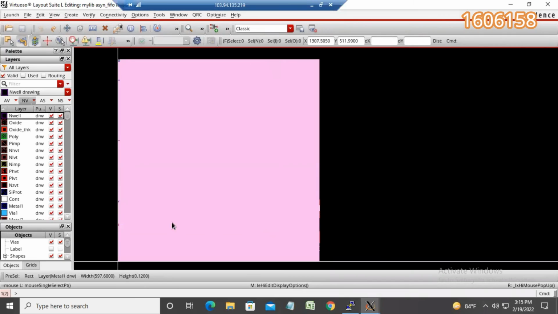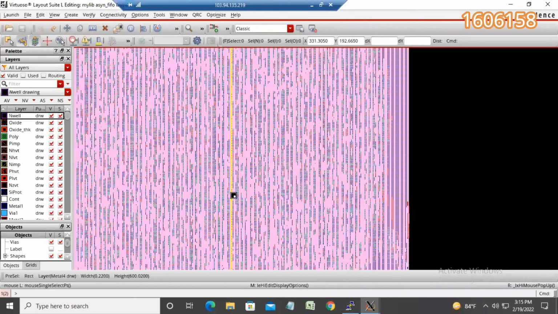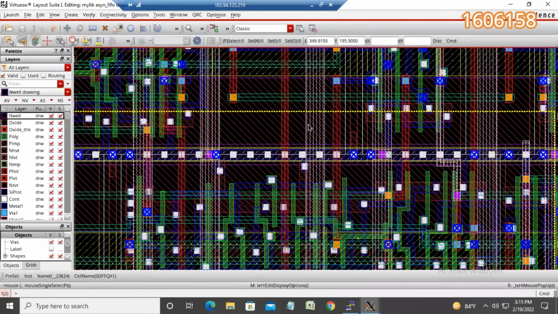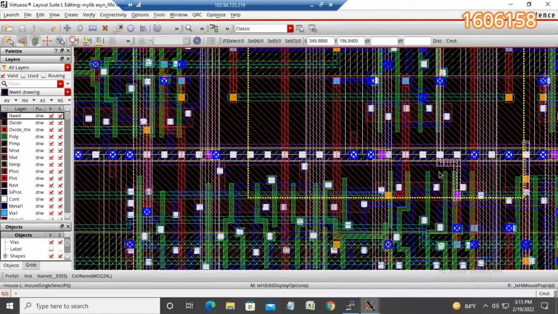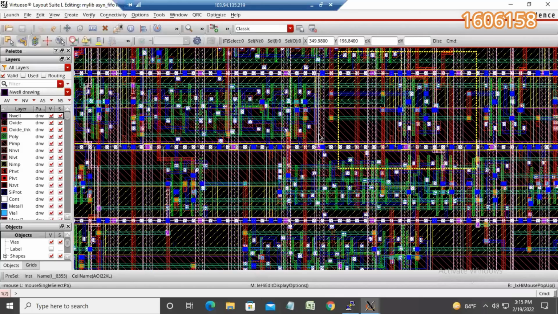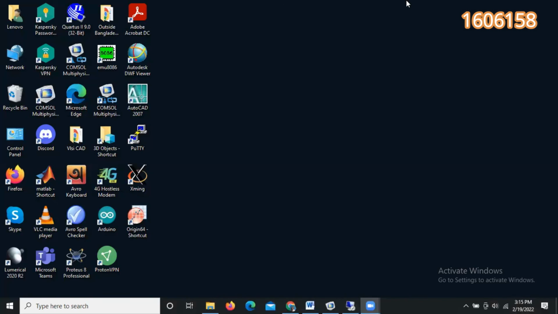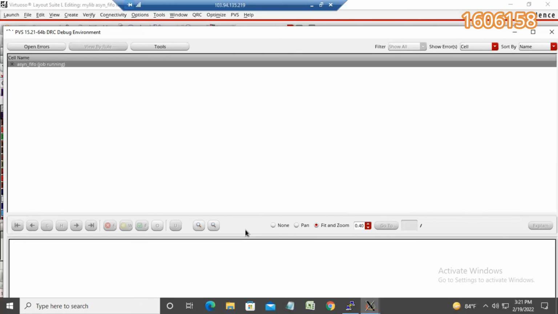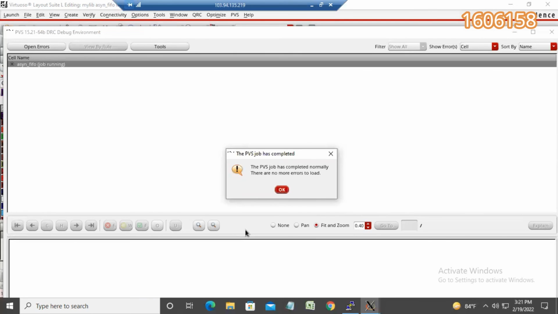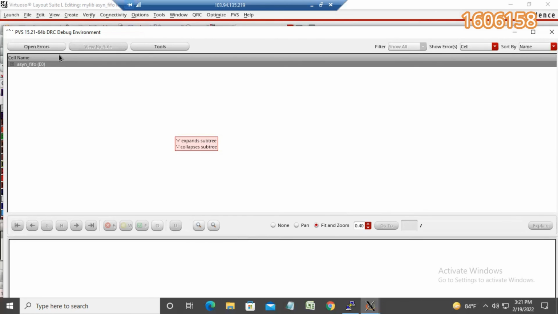If you observe the Virtuoso layer switch, we can see our layout zoomed in on the polys and other layers. Here we can see that our DRC check is completely error free.